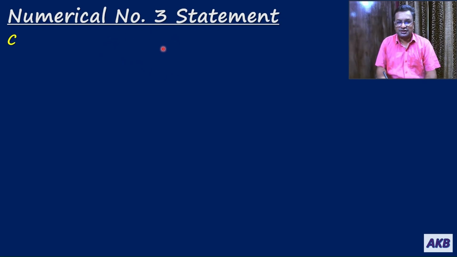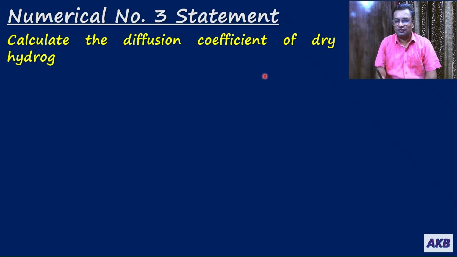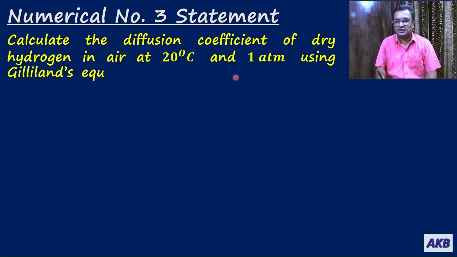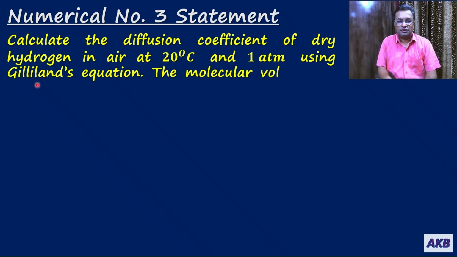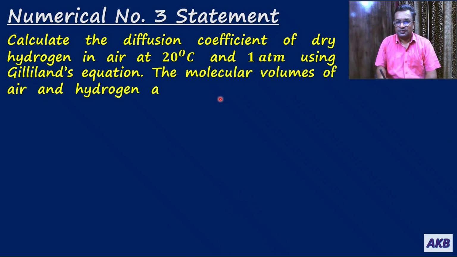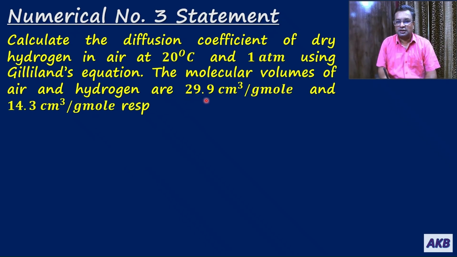Numerical number 3 statement. Calculate the diffusion coefficient of dry hydrogen in air at 20 degrees Celsius and 1 atmosphere using Gilliland's equation. The molecular volumes of air and hydrogen are 29.9 centimeter cube per gram mole and 14.3 centimeter cube per gram mole respectively.